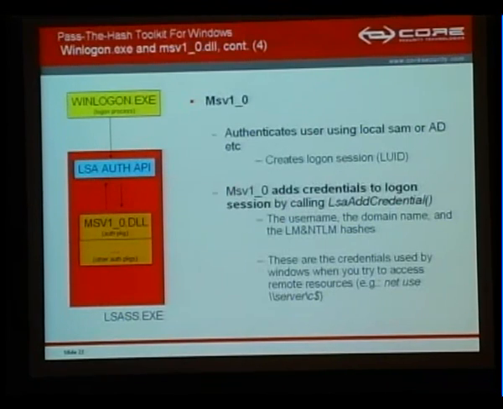So this component, the MS-V1O, what it does is connect to a remote server or get the information from the local SAM database. If the information matches, that is, the user password is the same as the password that is stored on the local machine or remote machine, it proceeds to use the LSA authentication API to create a logon session. It does this by calling the LSA add credential function provided by LSA, and these credentials that it adds to the logon session that it has just created are the username, the domain name, and the hashes of the password that the user entered.